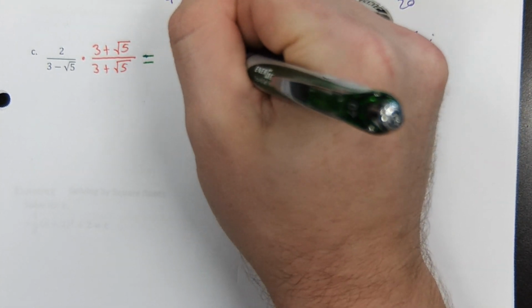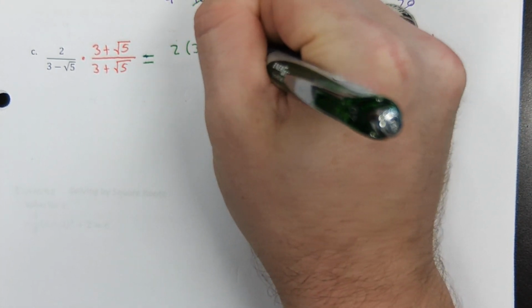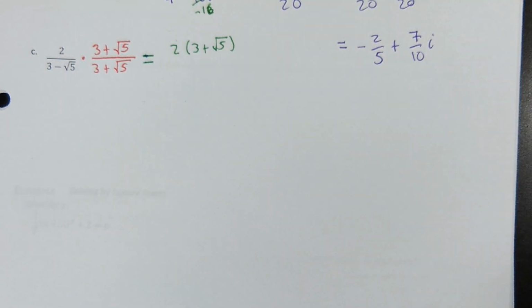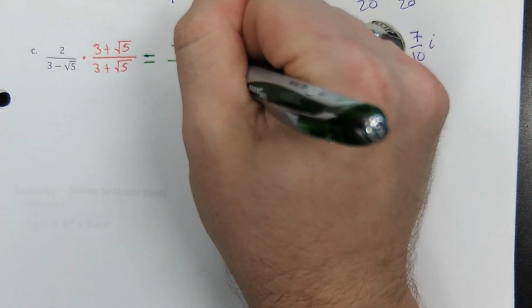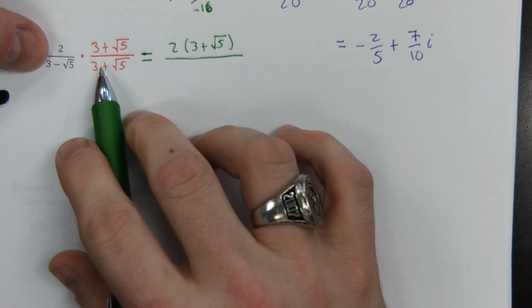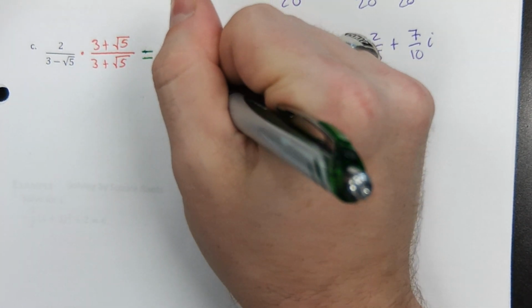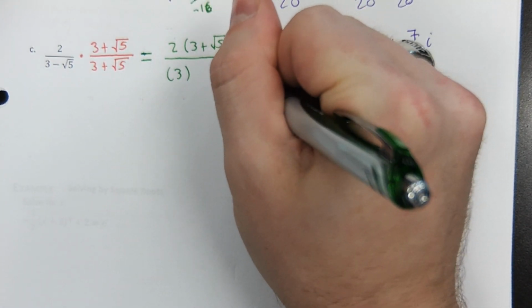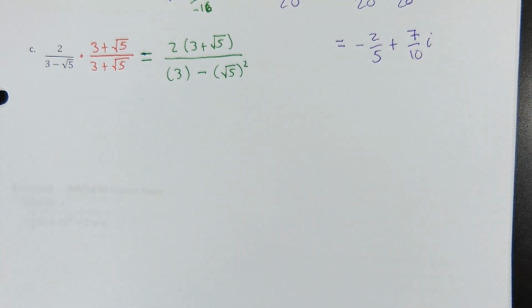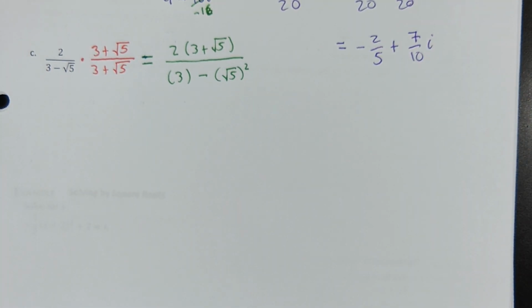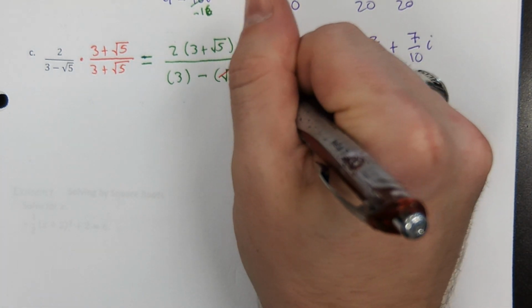I have 2, and I have a 3 plus root 5. You are welcome to distribute that if you'd like to, but you don't need to. It doesn't make a difference. Square the front. Square the back. Put a minus sign in between. And this square and this square root cancel each other.